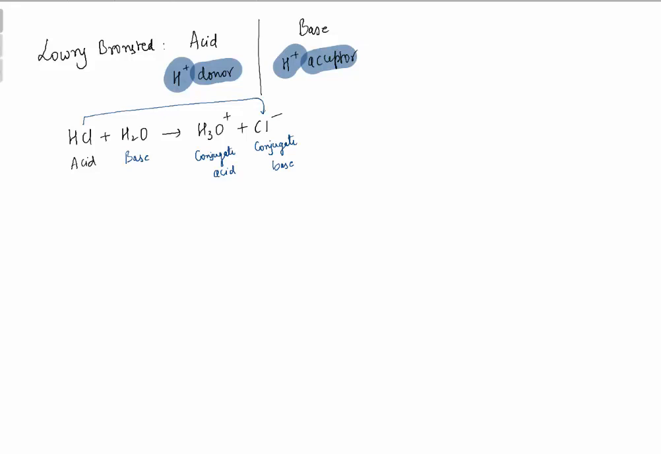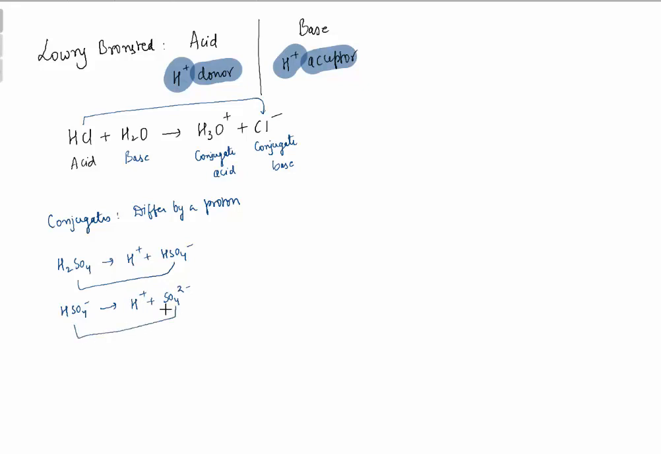Now, please remember, what are conjugates? Conjugates are something which differ by a proton. A very important point to remember. For example, if I take H2SO4, if it dissociates into H plus and HSO4 minus, these two differ by a proton, so they will be called conjugates. HSO4 minus dissociates into H plus plus SO4 2 minus. These two differ by a proton, so they are conjugates. But if you take H2SO4 and SO4 2 minus, they differ by two protons, so they are not conjugates to each other. Please remember, they differ by a proton.